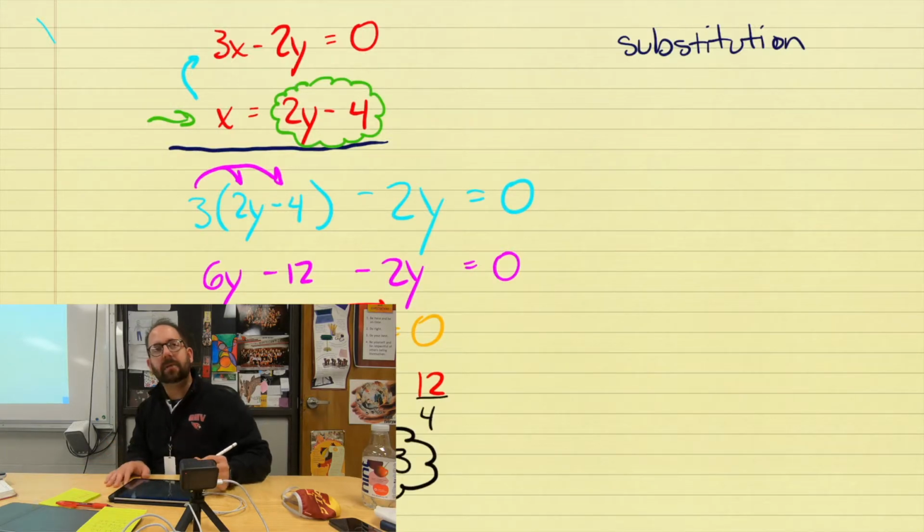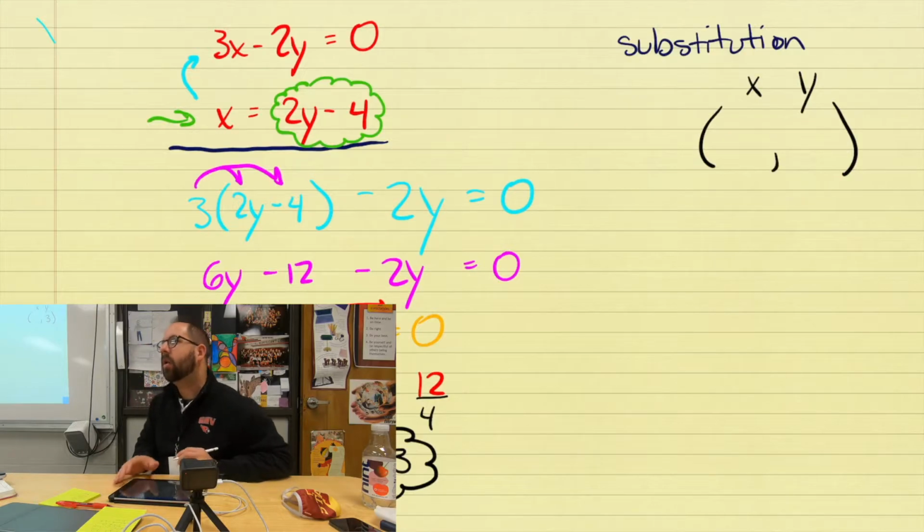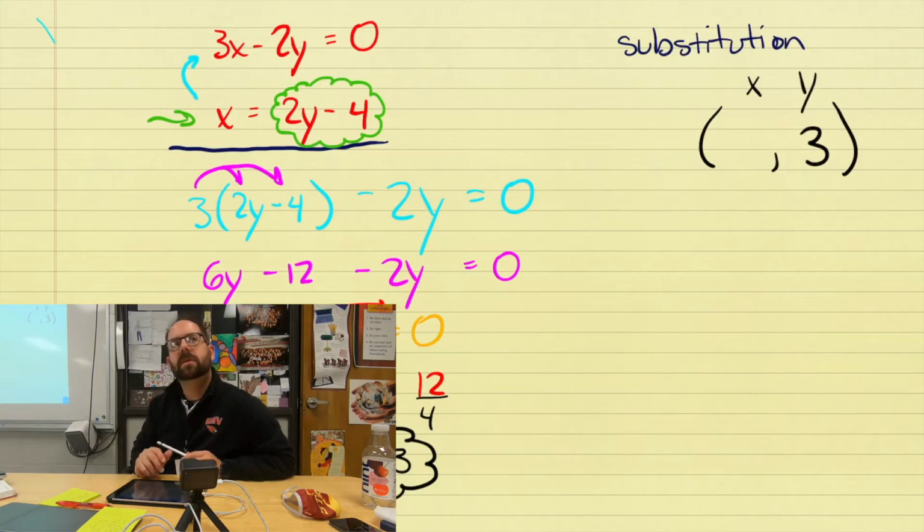I just found one of my answers. Like, that was the whole point, right? That's what we did all day yesterday, is like, find your answer. Find that coordinate where they crossed each other. We're solving a system. A system is 2 equations where they have one common solution.